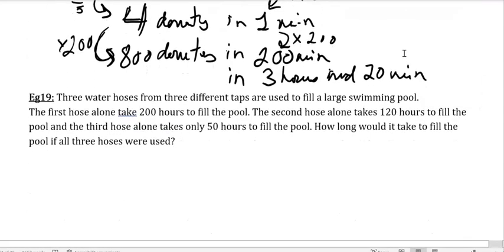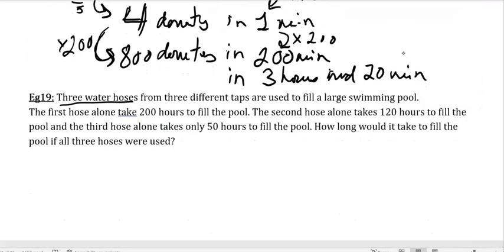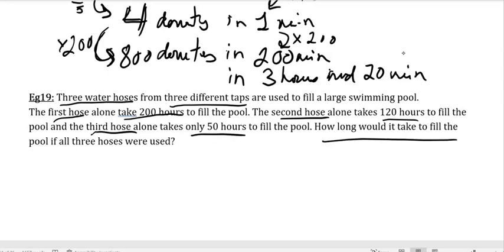Now, this next one is a whole lot of fun. You're using 3 water hoses from 3 different taps that each have different rates. The first hose takes 200 hours to fill the pool. The second hose takes 120 hours, so that one takes less time. And the third hose takes 50 hours to fill the pool. How long would it take to fill the pool if you're using all 3 hoses at once? I'm going to send you to the textbook to watch that video because I think that will clearly explain how you're going to use the lowest common multiple of those 3 numbers to figure out what the overall rate is. Good luck.